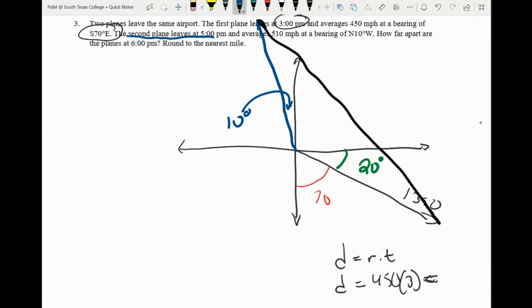Do we know how far this blue line is? That plane left at what time? 5 o'clock. How fast was it going? 510 miles an hour. How long was it in the air? An hour, because it left at 5 and we're checking the time at 6. So y'all agree with me that the distance right there is 510?